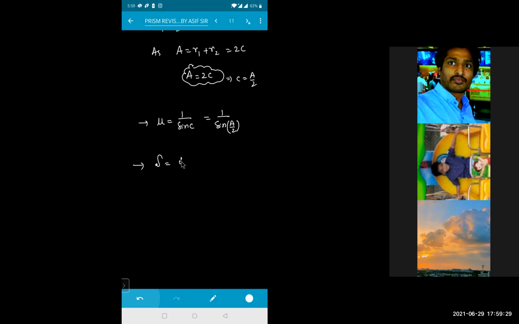Deviation is equal to I1 plus I2 minus the angle of the prism A. That means this will become 90 plus 90 minus the angle of the prism A, which is nothing but 2C. 90 plus 90 is 180. 180 minus 2C will be the deviation.